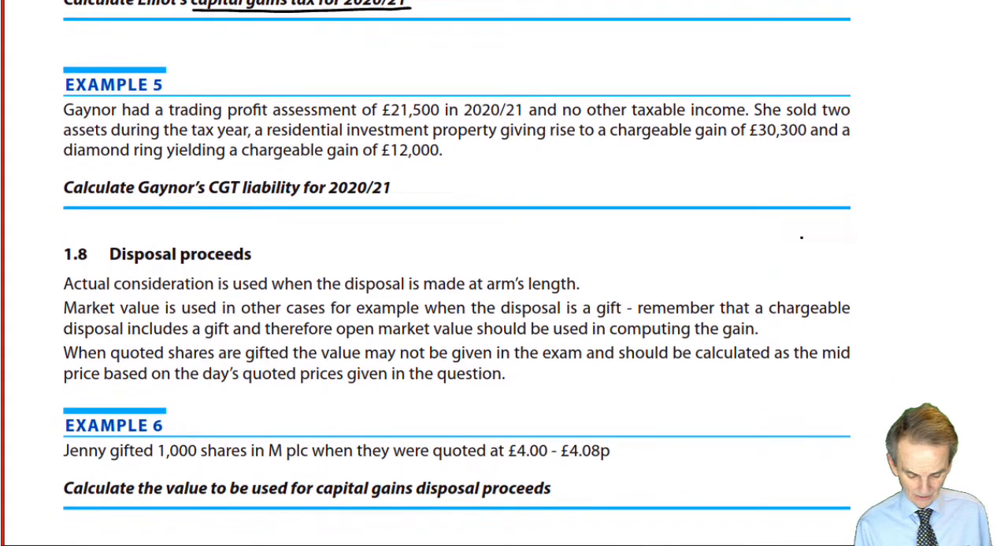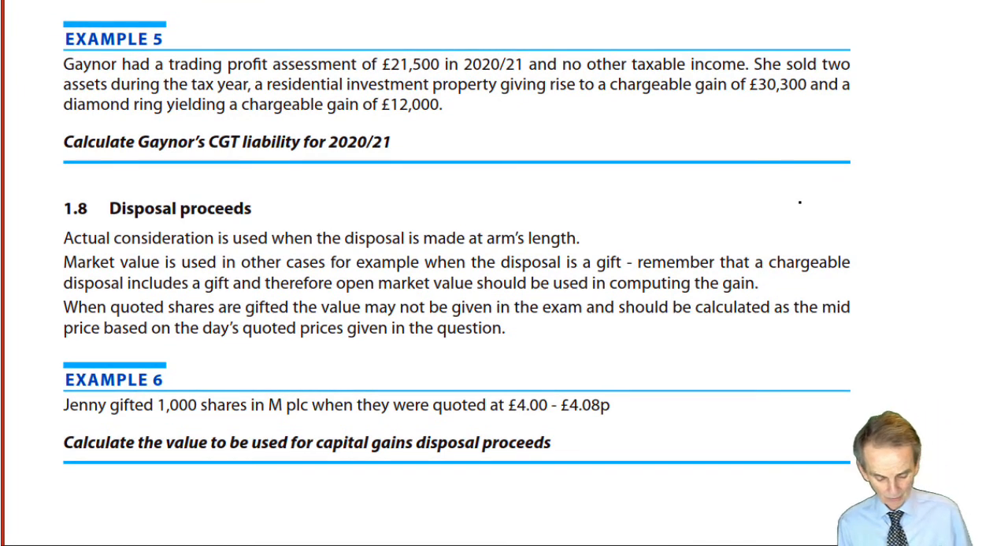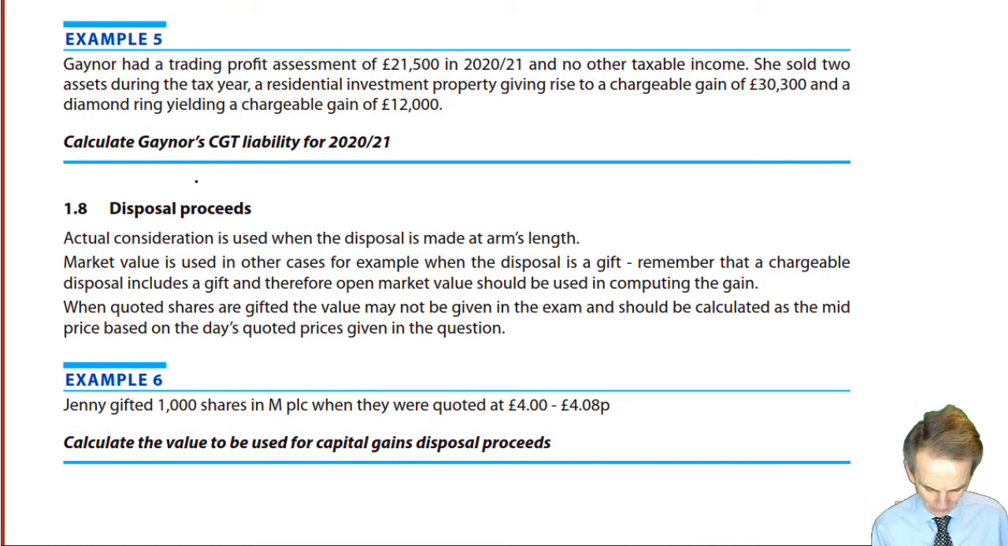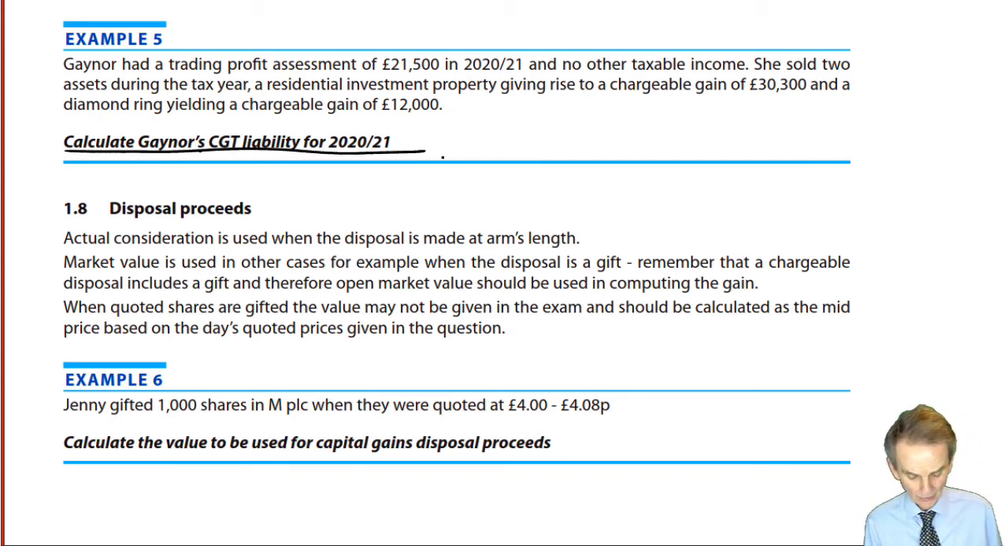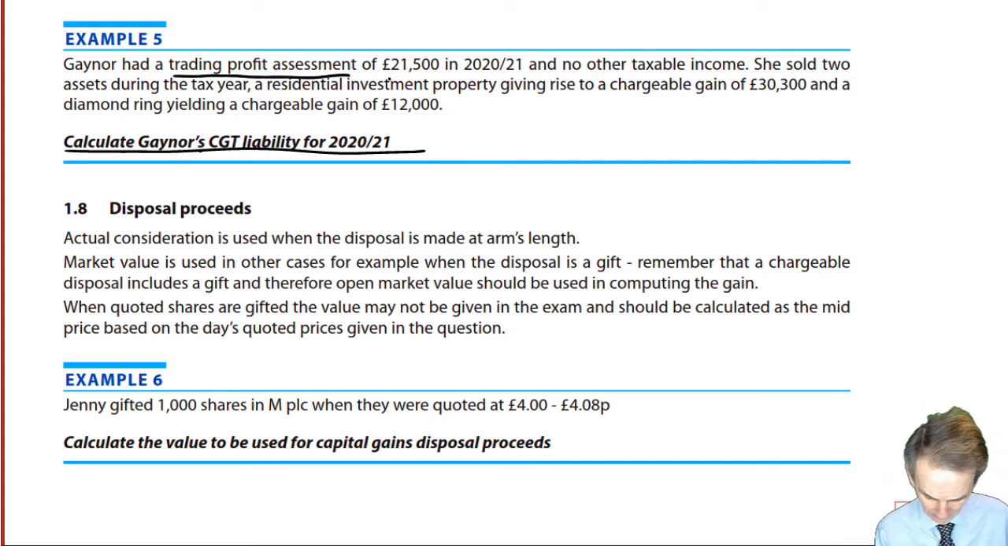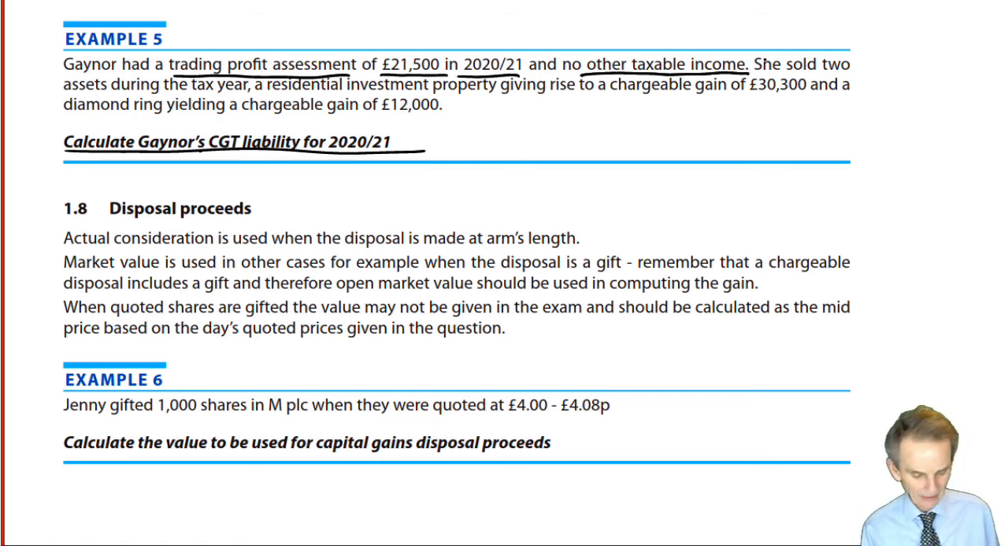Back to the notes and to example 5. Once again, we want the CGT liability for the taxpayer for 2021. So what have we got this time? Well, it all looks the same. We've got a trading profit assessment, this time just £21,500 in 2021. No other taxable income. So that's the one figure of income. We know, therefore, we'll need to take away our personal allowance to get our taxable income and use that figure to establish the remaining basic rate band, so we can then determine the CGT rates applicable.